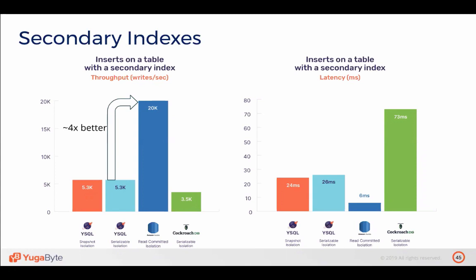So I'm going to talk about YugaByte here. As you noticed, in most of the in-depth discussions I stick to YugaByte because that's the database I know. I don't know enough about the internals of Aurora or Cockroach to go into the internals, but the empirical observations, more than happy to share.